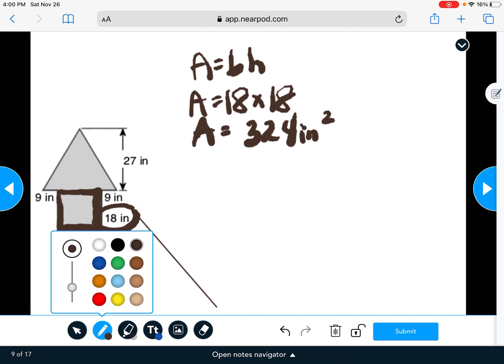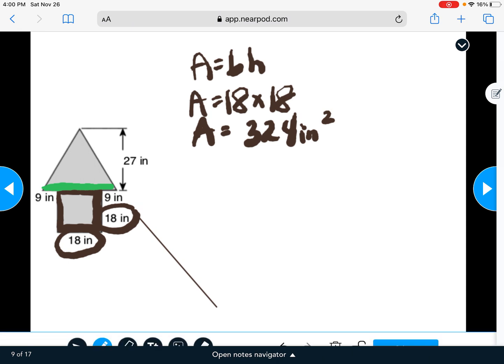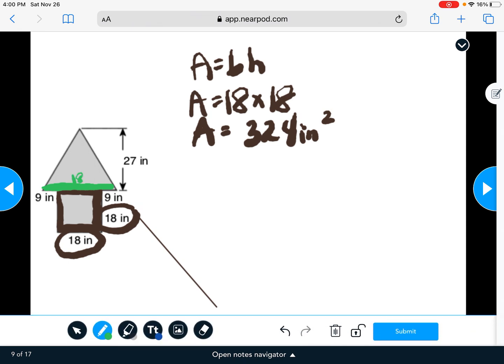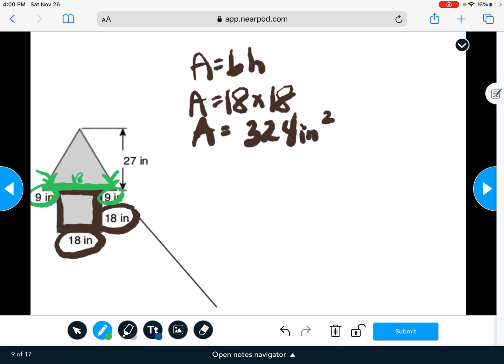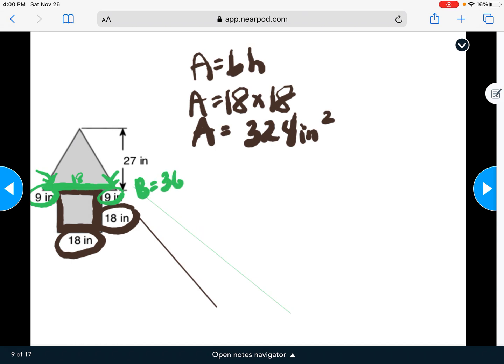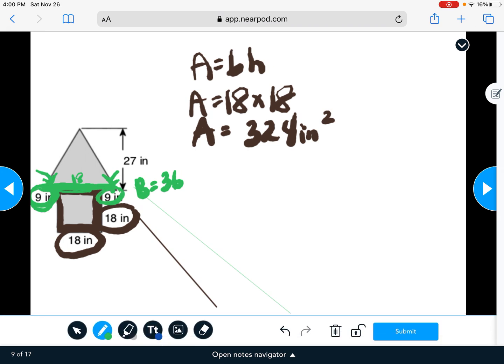And now I'm going to look at the triangle. Triangle's quite a bit trickier. The base of the triangle along here is the 18 that I used for the rectangle, plus an additional 9 and another additional 9 right there. So 9 plus 18 plus 9 is going to give me a total base of 36. So the base is 36 because I'm adding together this little nubby on the left, the 18, which is part of the rectangle, and then a 9, which is the little nubby on the right. That gives me a total base of 36, and my height's easily shown right there, 27.